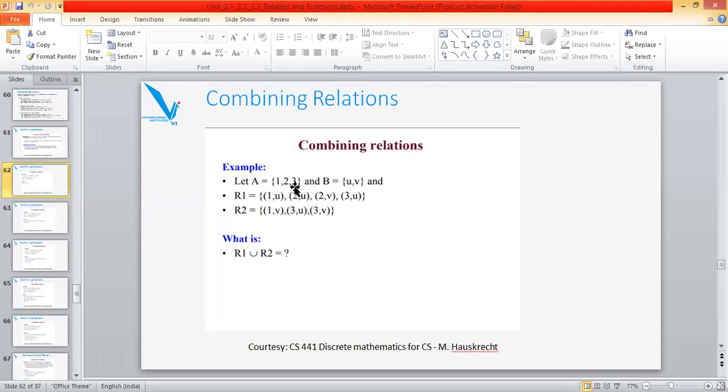If my set A is {1, 2, 3}, having elements 1, 2, 3, and set B is having two elements, that is u, v, then the relations R1 and R2 are given to you. Okay, it is already given to you. Find out R1 union R2. R1 union R2 will be what?